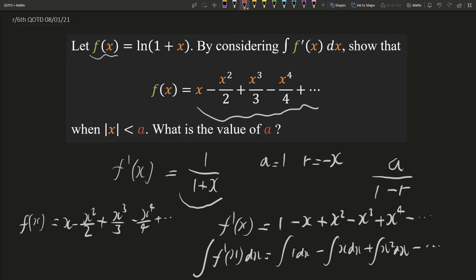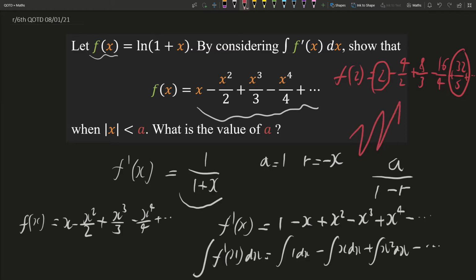Let's try f(2). This would end up being 2 minus 4 over 2 plus 8 over 3 minus 16 over 4 plus 32 over 5 plus... Wait, this is getting bigger. This term here is much bigger than this term. And overall, this will go up, down, up, down, up, down, it will never converge to a value. This infinite series doesn't converge.